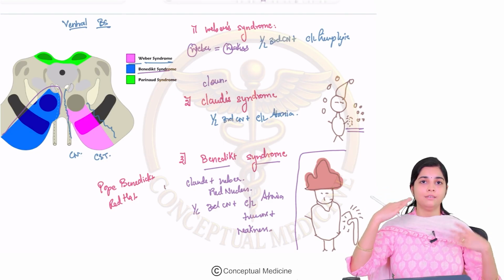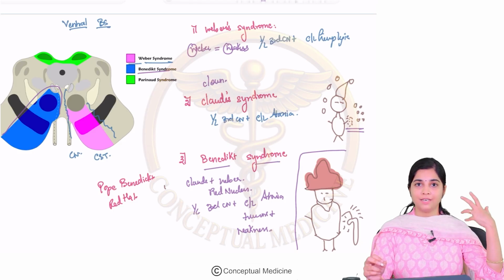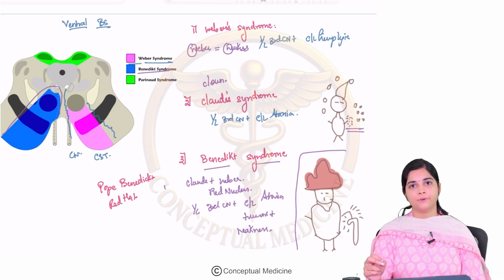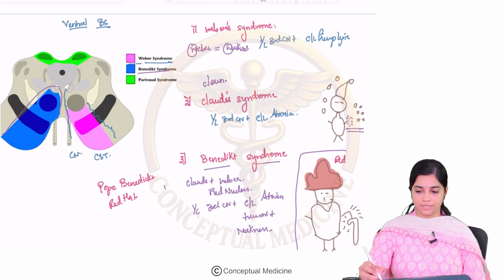A red color mitre. Now Pope Benedict is a very old person, so he has a lot of tremulousness in one hand and he uses a walking stick to walk. Walking stick, you can remember it as a mnemonic for weakness, and tremulousness is basically indicating your Benedict syndrome, and your red hat is going to remind you of your red nucleus involvement.